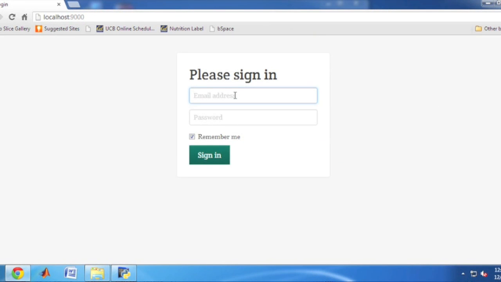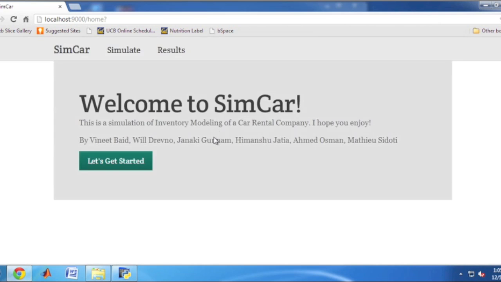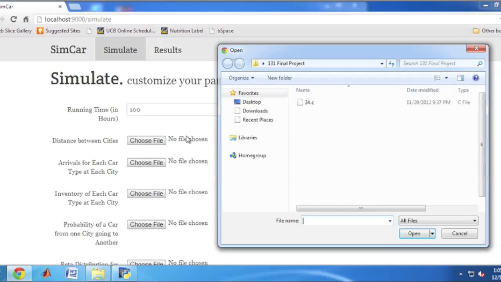So each user is greeted with a sign-in page. This sign-in page allows people to look back at previous graphs that they created and analyze things historically. Each user then inputs their email address and connected password and are then greeted with our start page. So let's get started. To start the simulation, we're initially going to run for 100 hours, and then we're going to start choosing the files that are required for the simulation to occur.